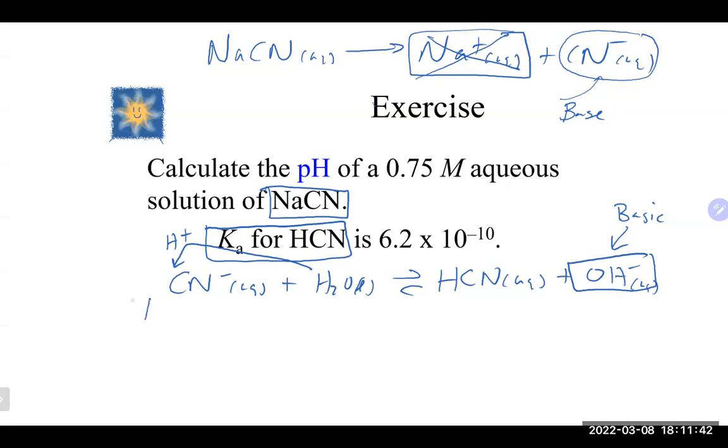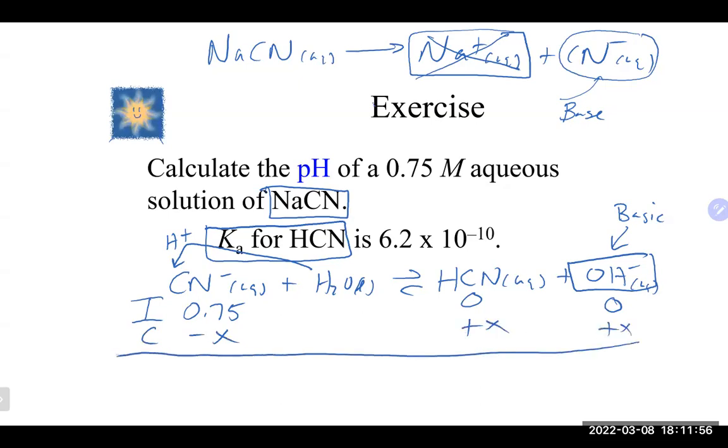We're going to roll through the ICE table very similar. So we're going to go 0.75, which really comes from the sodium cyanide concentration. That's going to be 0 and 0. We're going to have a minus x, a plus x, and a plus x. That means at equilibrium here, 0.75 minus x, x, and x. This should go into our K, which is our products divided by our reactants.